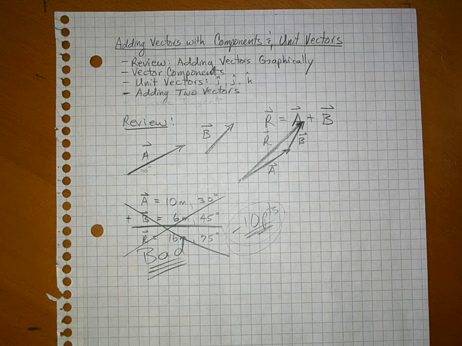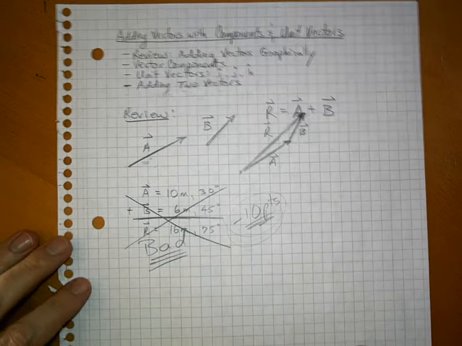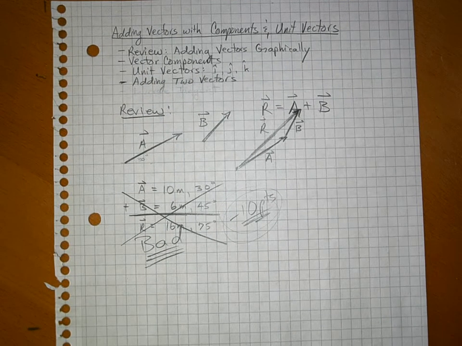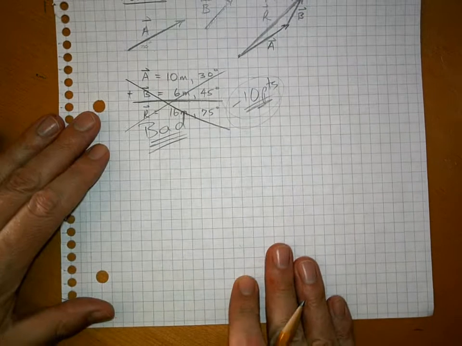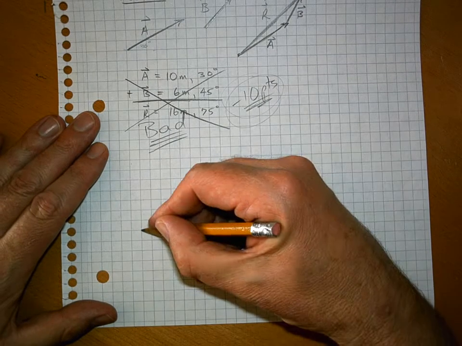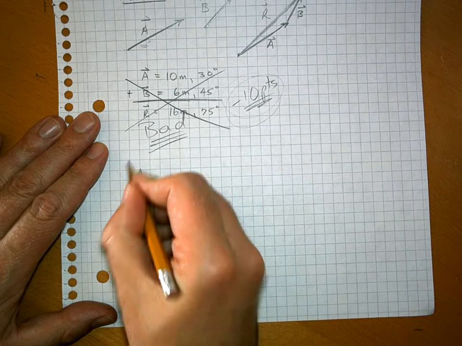Okay, so what do we need to do in order to add vectors together? Well, what we need to do is first break them up into what we call components. And here's what we mean by components. Let's redraw vector A, but now I'm going to put it on an XY plane. So here's my Y direction.